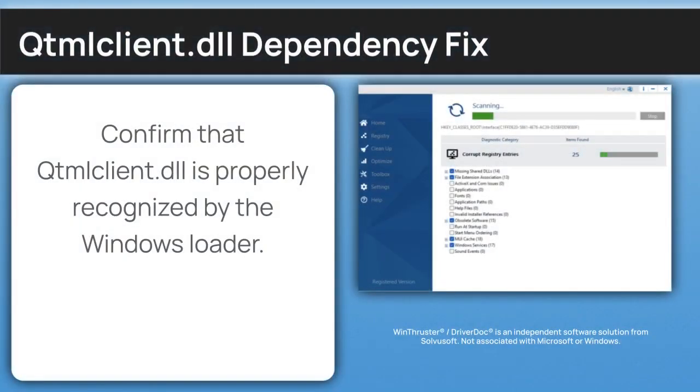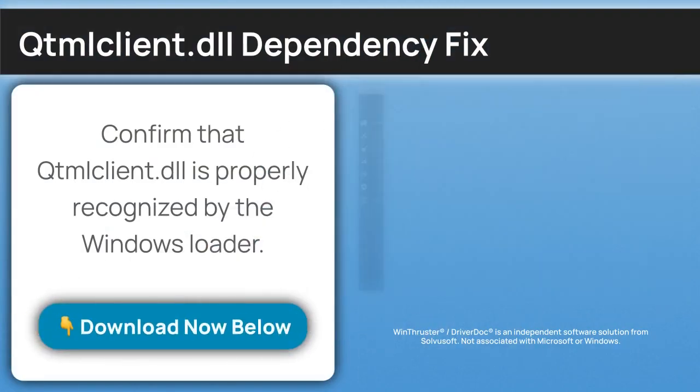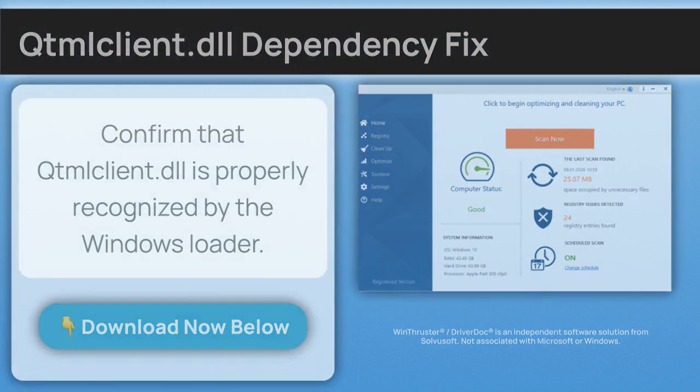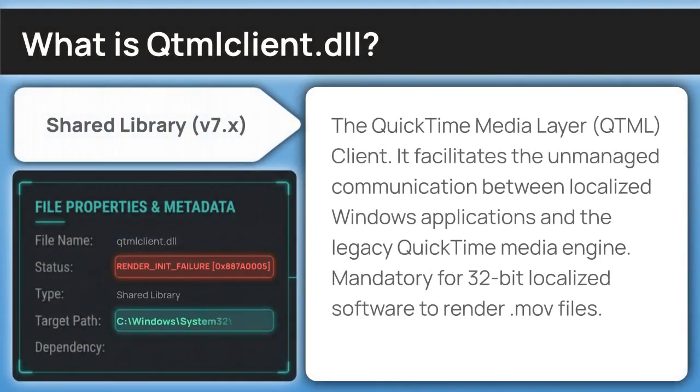To start our guide for Qtml Client Library, you can follow the manual steps or use the suggested tool for workstation health. This is the Qtml Client Library, the QuickTime Media Layer QTML client. It facilitates the unmanaged communication between localized Windows applications and the legacy QuickTime Media engine, mandatory for 32-bit localized software to render .movie files. With the why out of the way, let's focus on getting you running again.